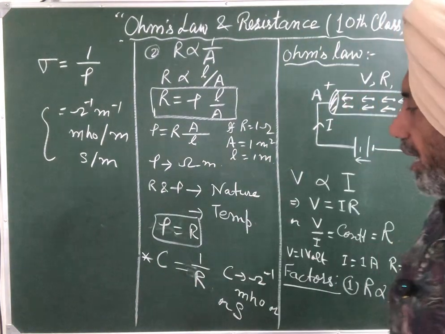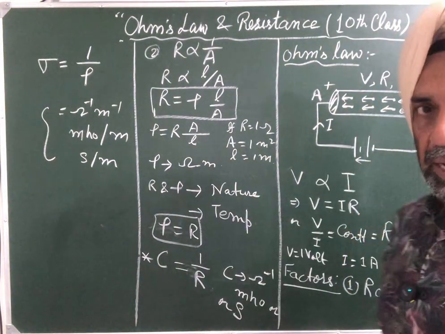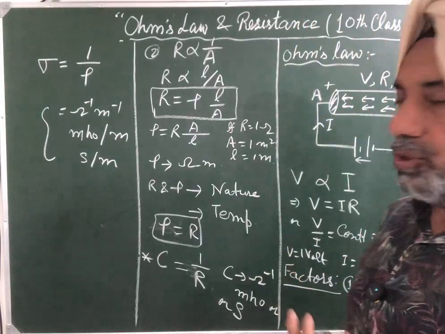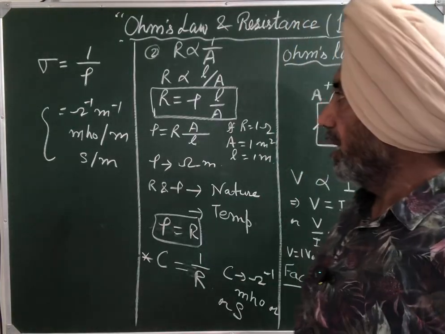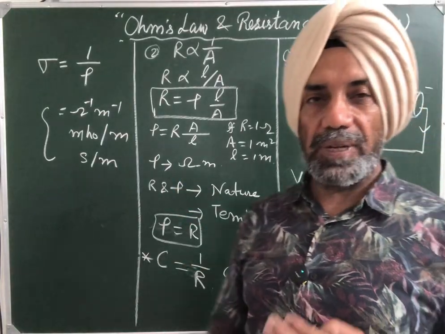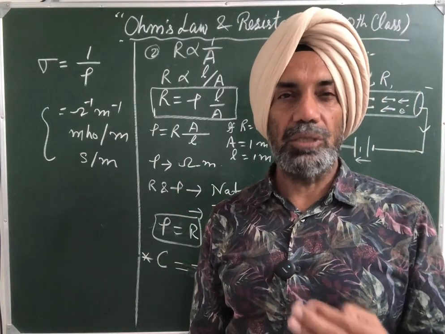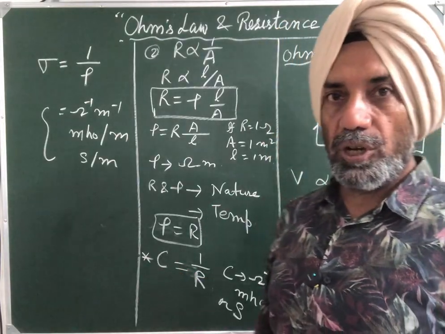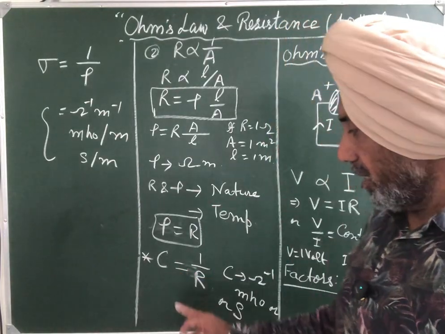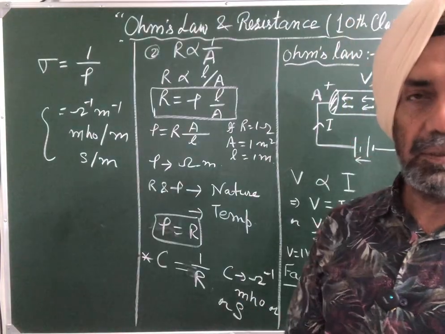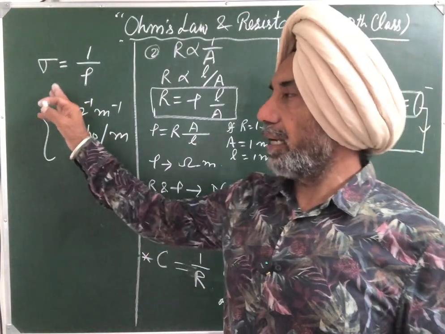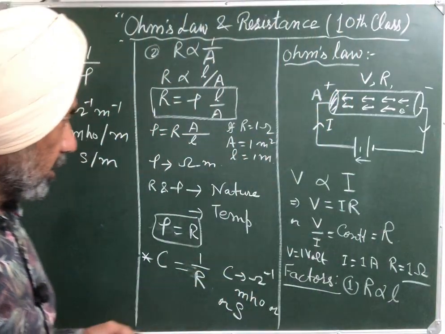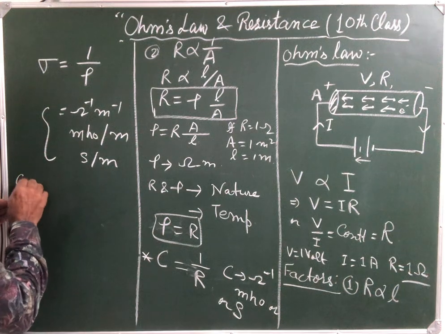So we have defined resistance of the conductor, which is the ratio of voltage to current. Resistivity of the conductor, or specific resistance, which is the resistance of a unit cube of the conductor. Conductance, the reciprocal of resistance, measured in mho or Siemens in the SI system. Conductivity, the reciprocal of resistivity.